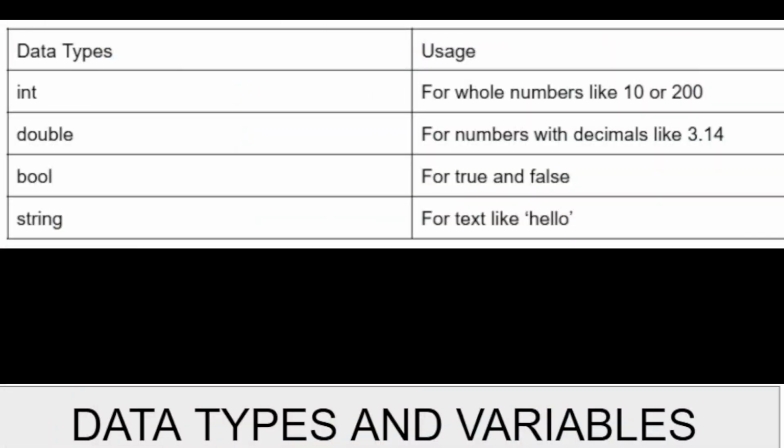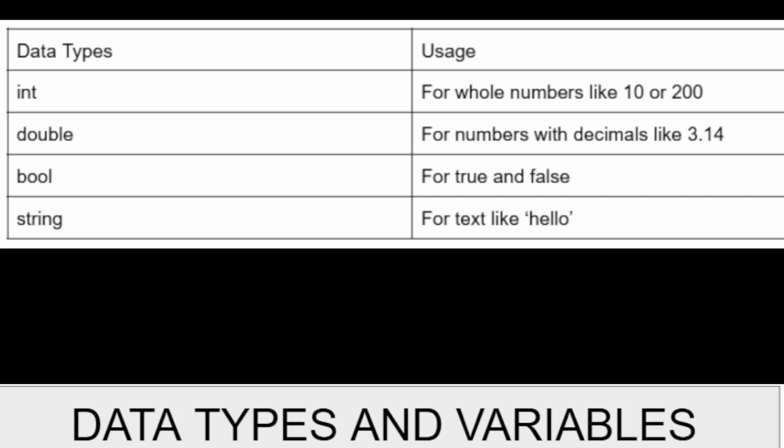Let's look at some basic data types in C Sharp. These are a few data types in C Sharp. Int, which is integers, is used for whole numbers like 10 or 200. Double is used for numbers with decimals like 3.14 or 1.2. Booleans, or bool, are used for true and false. String is used for text like hello. But in a string, we also need to add the quotation marks to make it a string variable.